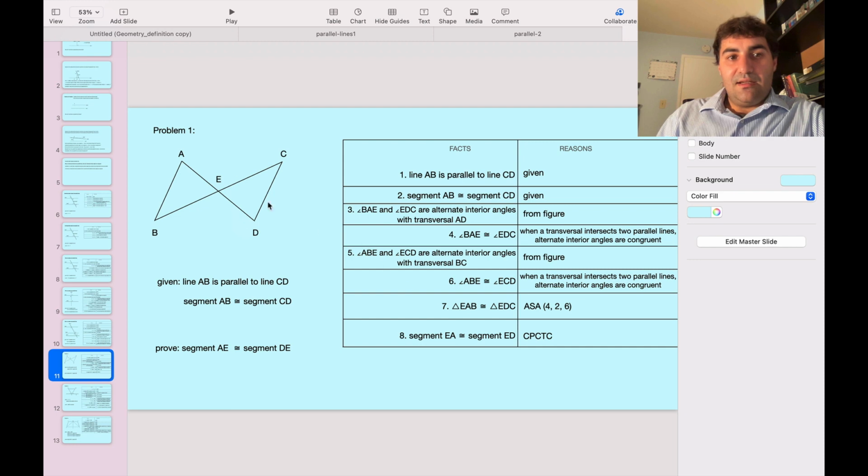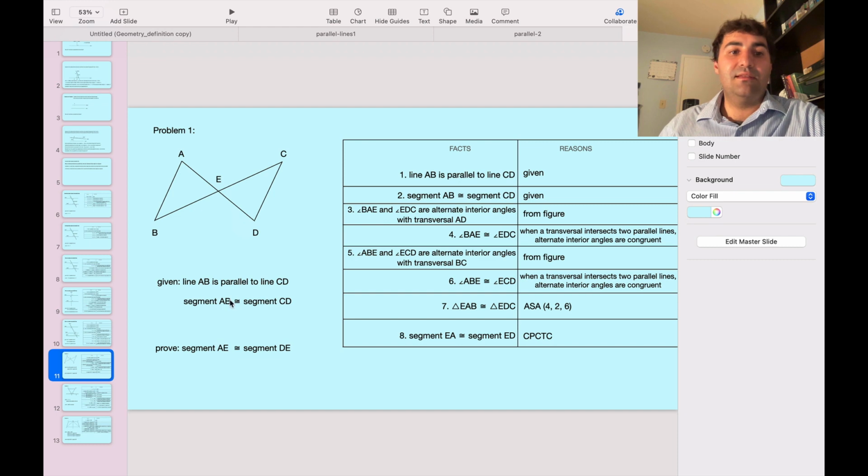So when we look at triangle EAB and triangle EDC, we know that two pairs of angles are congruent, and we also know that segment AB is congruent to segment CD. So we can use ASA, angle side angle, to show that triangle EAB is congruent to triangle EDC. So I wrote down that segment AB is congruent to segment CD.